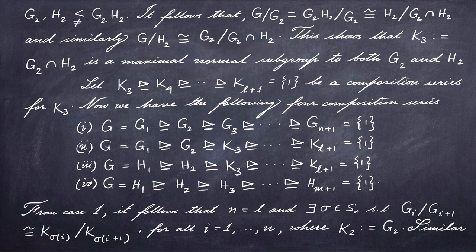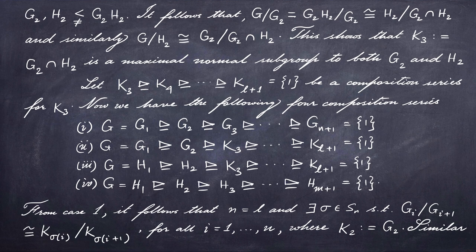So this shows that the subgroup K3, defined to be the intersection of G2 and H2, is a maximal normal subgroup for both G2 and H2. Because this is non-trivial and simple, this being isomorphic to this also has to be non-trivial and simple. So thus K3 is a maximal normal subgroup of both G2 and H2.